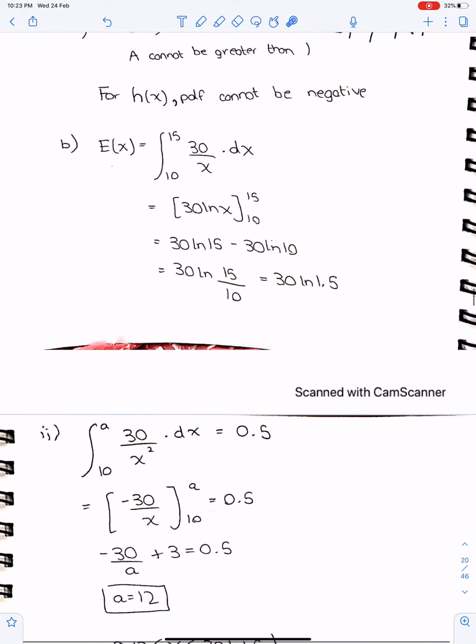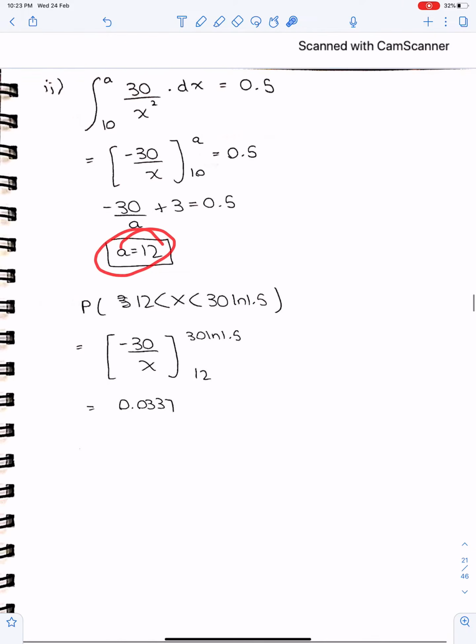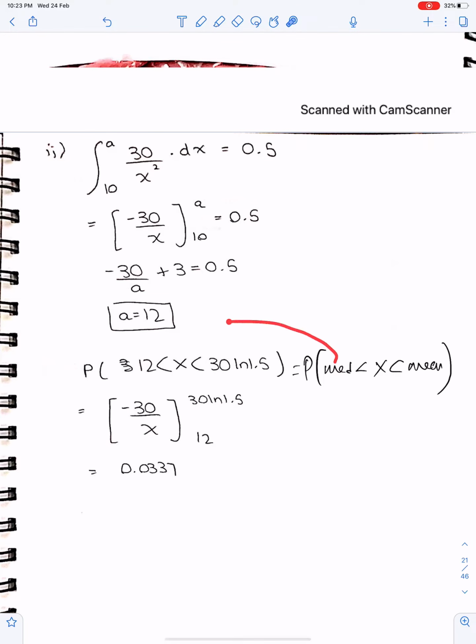And the answer of the mean is this, and the answer of the median is this. So you just need to use this. This is the requirement. Median, mean. So this is the lower limit, median, and this is the upper limit, mean. That's the answer.